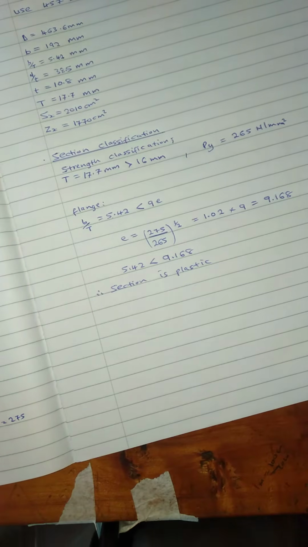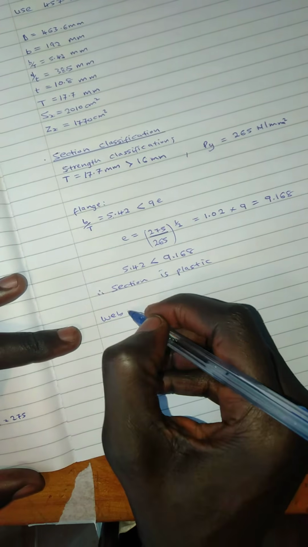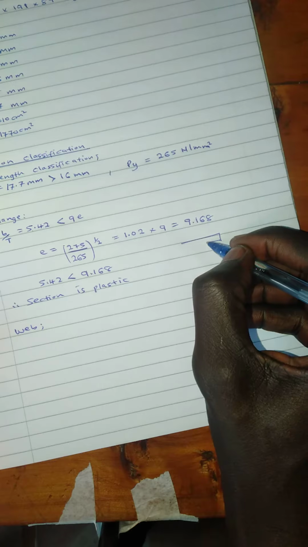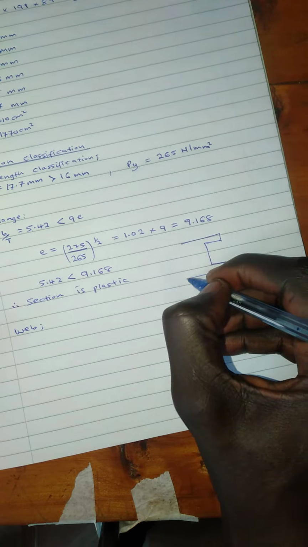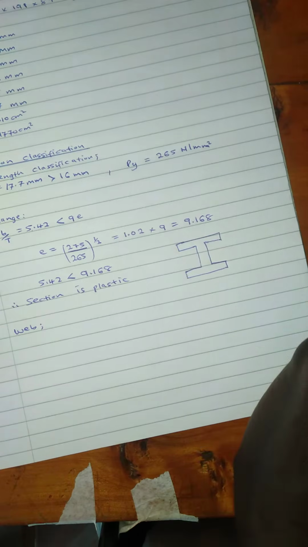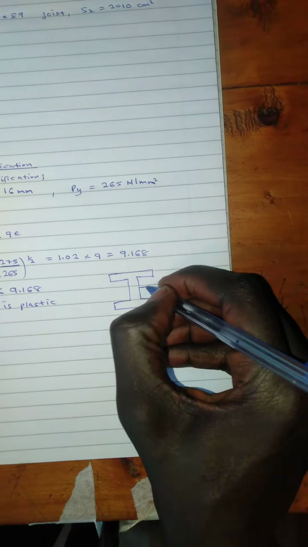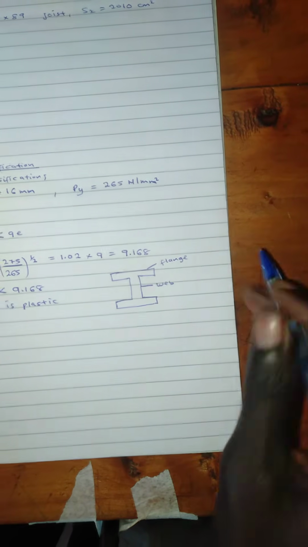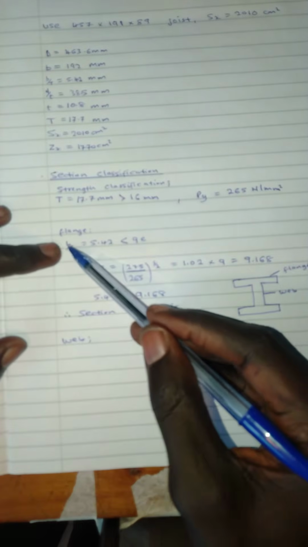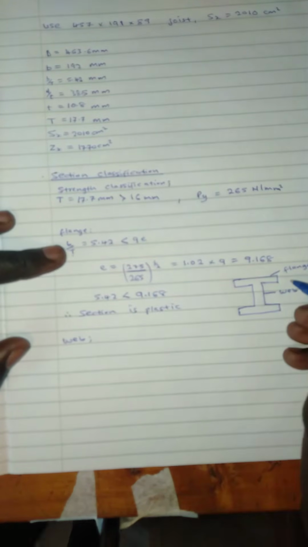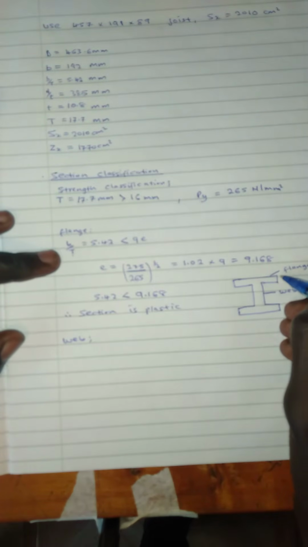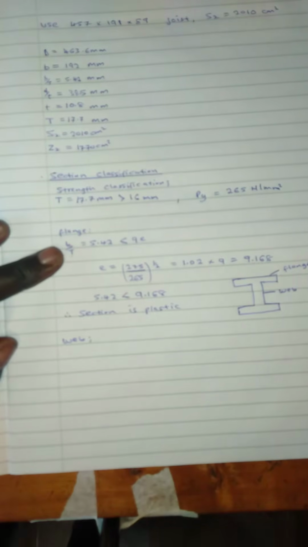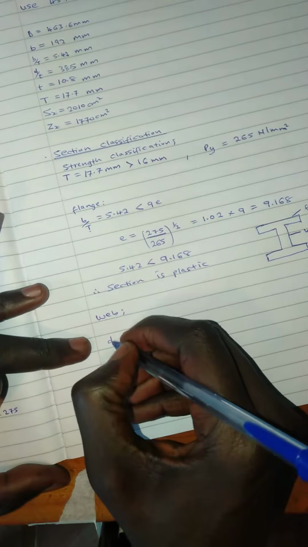Then secondly, we classify the web. If I say web and flange and you don't understand, let me sketch it here. Our section looks like this. This is the web and this is the flange. First we'll take B over T. This B is the breadth of the flange, and T is the thickness. Now here we are using D over T.